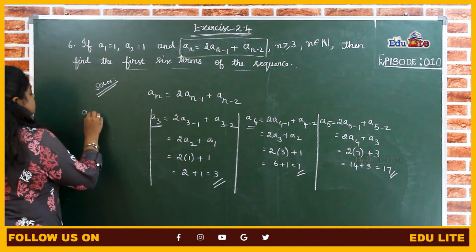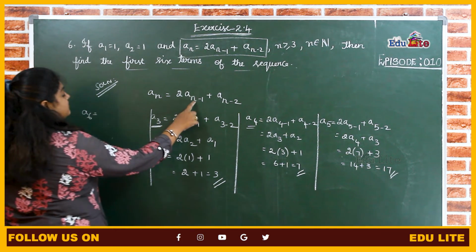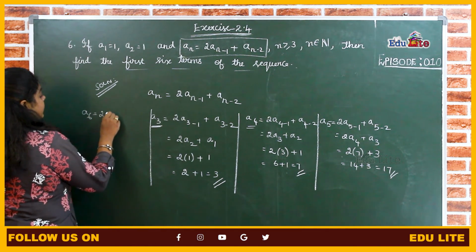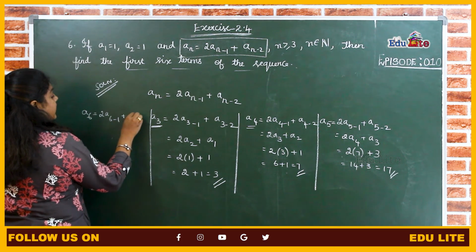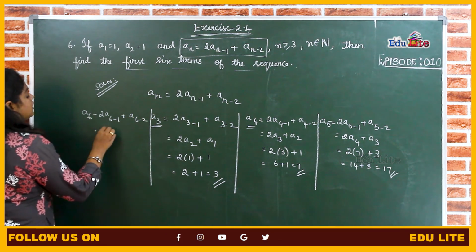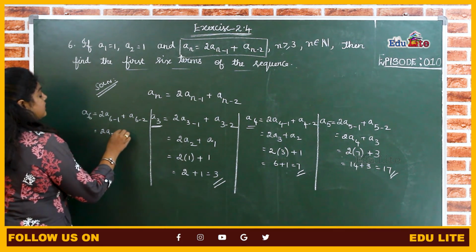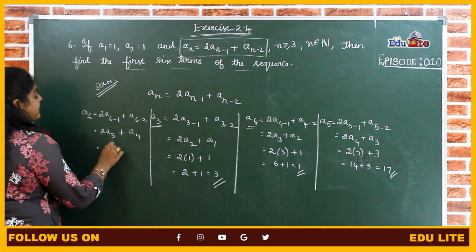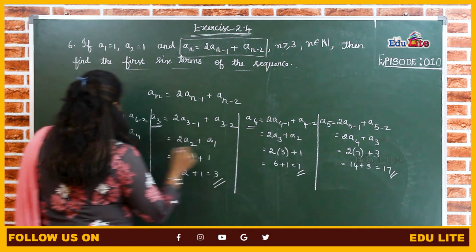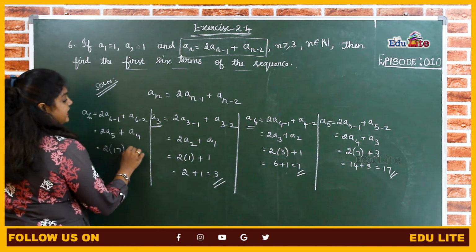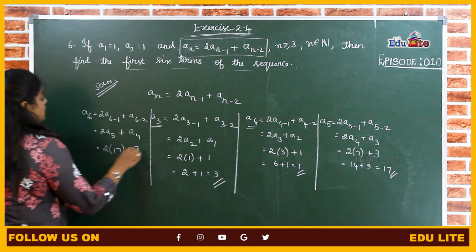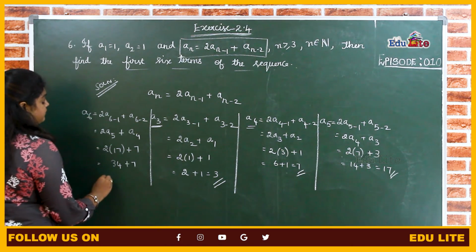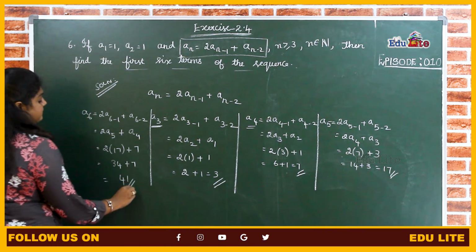So, to find A6 we will follow the same steps. We have to substitute the value of n equal to 6 in the given nth term. 2a 6 minus 1 plus a 6 minus 2, 2a5 plus a4. 2 into a5 we found it as 17. 2 into 17 plus a4 is 7. 2 into 17, 34 plus 7 will give me 41.